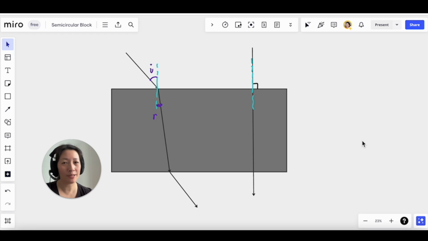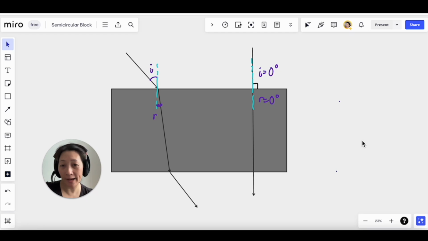So a lot of students always say, "Oh, 90 degrees." No. Remember that the angle is measured between the normal line and the light ray. So because they're parallel, they're overlapping over the exact same position. That means that the incident angle here is 0 degrees. Because the incident angle is 0, that's why the refracted angle is also 0.